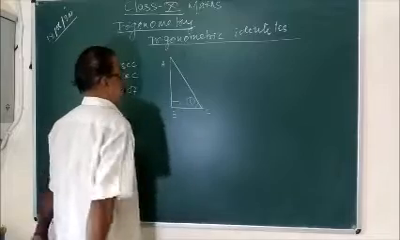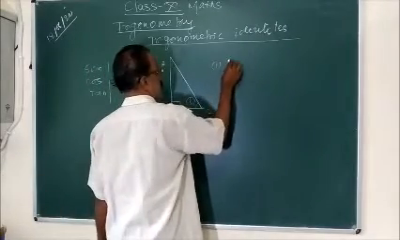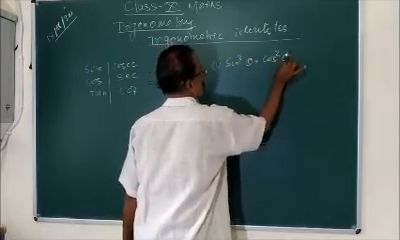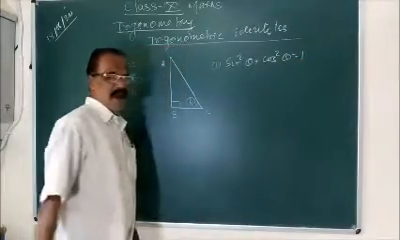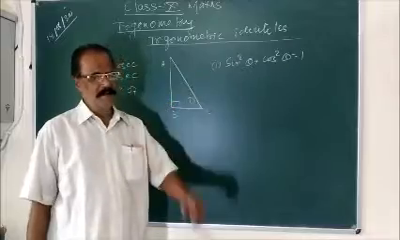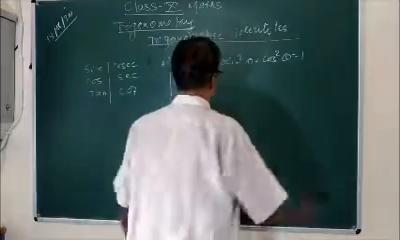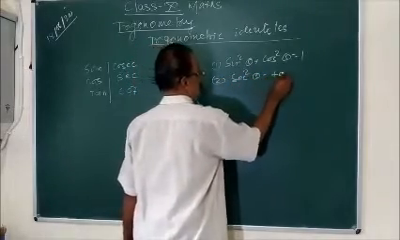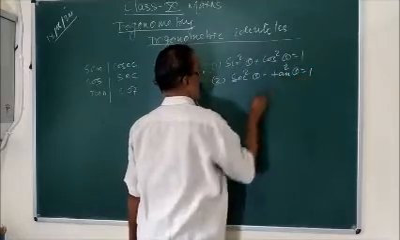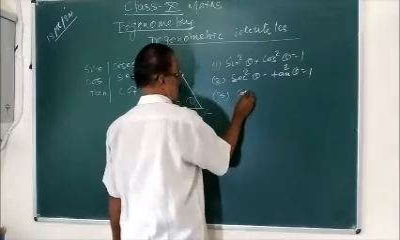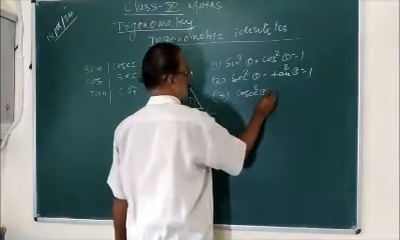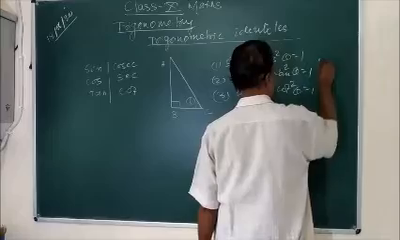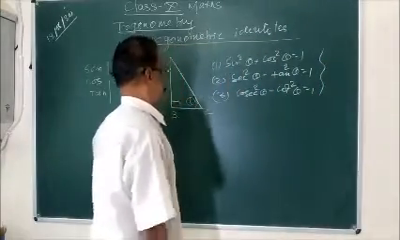Now you see the identities, many identities, for example, sine square theta plus cos square theta is equal to 1. This is a very important trigonometric identity. And sec square theta minus tan square theta is equal to 1. And cosec square theta minus cot square theta is equal to 1. These are the 3 trigonometric identities.